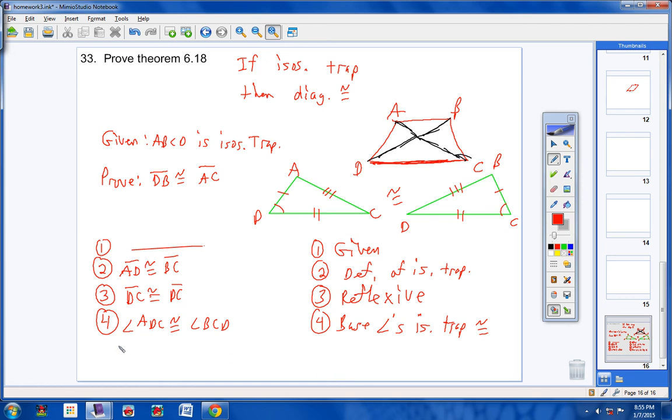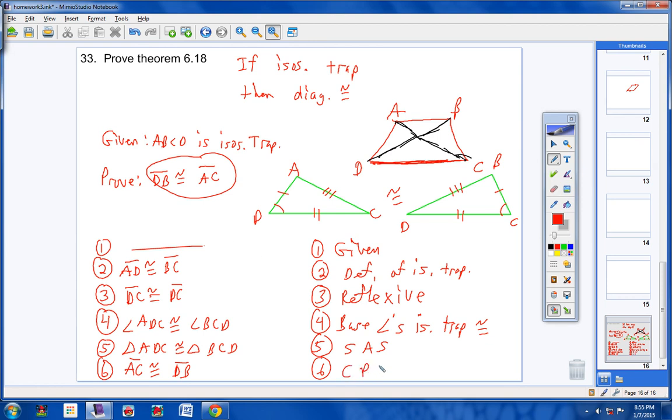Okay? And now I can state the two triangles are congruent. So triangle ADC is congruent to triangle BCD. And the reason, of course, is side angle side congruent to side angle side. And now that I've stated that, I can definitely state that AC is congruent to DB, which is what I wanted to do right here in my proof part. And of course the reason is CPCTC.